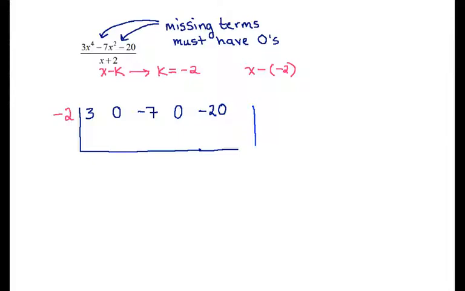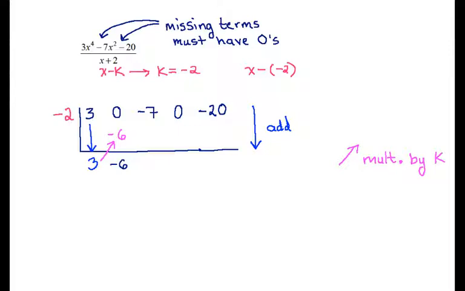Every time I go downwards, remember, I add. Except in the first step, I'm not adding anything at all. I just go ahead and drop it down. Every time I go diagonally upward, I multiply by k. This one's going to have some signs in it where the other one really didn't. So multiplying 3 by negative 2, I get negative 6. Then adding downwards, 0 plus negative 6 is negative 6.